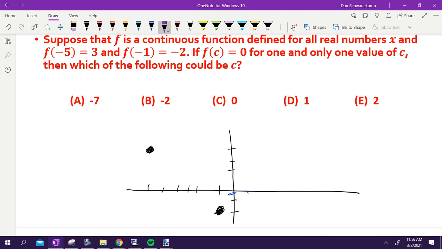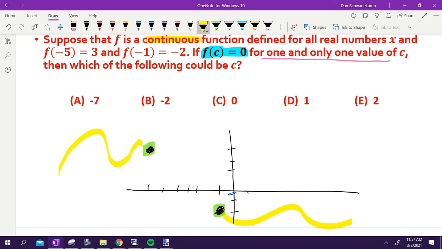f of negative 5 is 3. That is this point right here. And f of negative 1 is negative 2. f of c, so in other words, your y value is going to be equal to 0 only one time for this graph. It is a continuous function. So you're going to have some line that is continuous forever and ever. There is only one time that it can be 0. Well, when does it have to be 0?